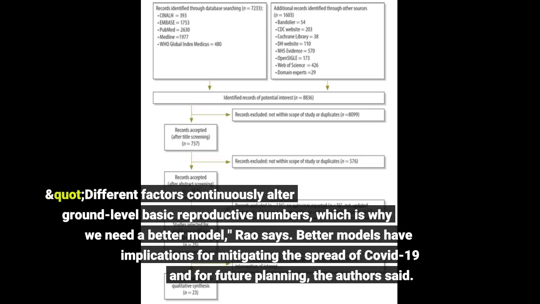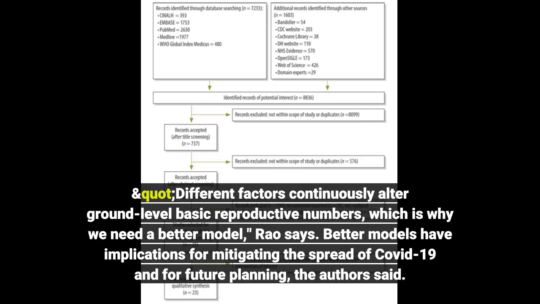Different factors continuously alter ground-level basic reproductive numbers, which is why we need a better model, Rao says. Better models have implications for mitigating the spread of COVID-19 and for future planning, the authors said.